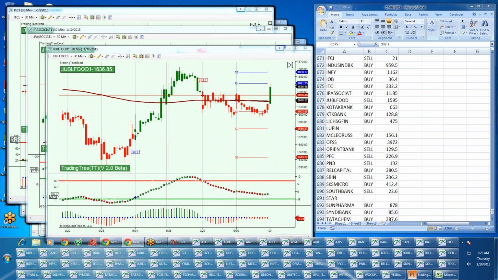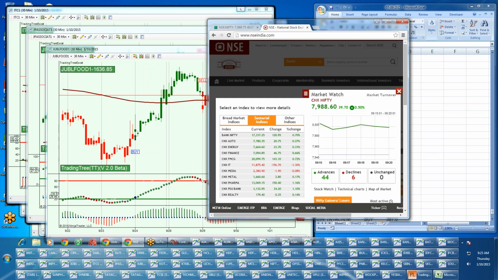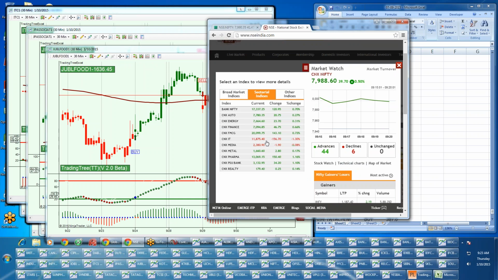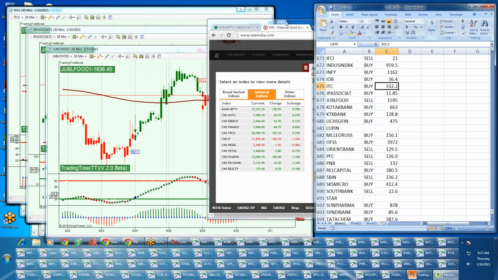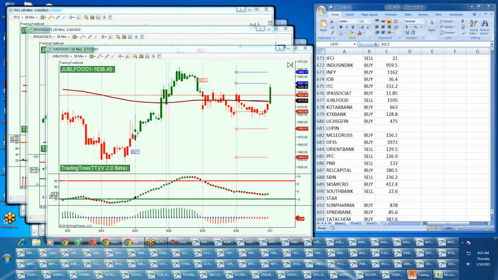Let me just check it. Yeah, CNX FMCG is up by 7.7%. You can see that data here. IT is down and media is down, but Infosys is doing good. So you can just see that Jubilant Food, this sell has not triggered. Now we'll just get it into a buy mode.